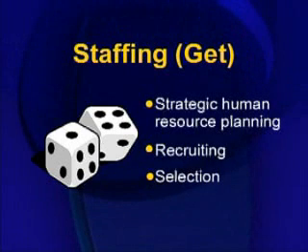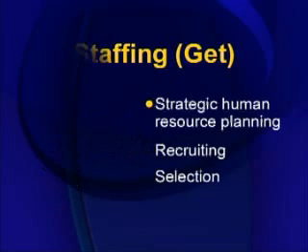Let's go one by one. Staffing, the getting part, the first part, we call it staffing. For this, we have to do strategic human resource planning. We have to do recruitment. We have to do selection. And we'll discuss these things, not in that much detail, because otherwise we will need another 45 lectures on HR. So the getting part will be staffing, where you need to have the strategic planning.